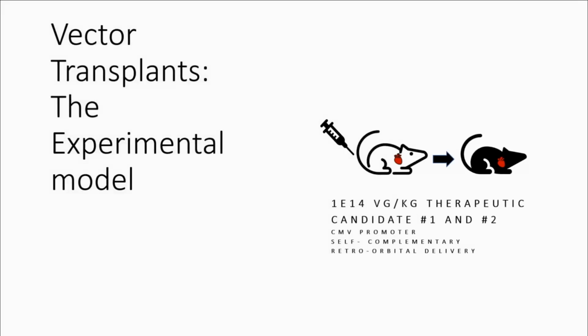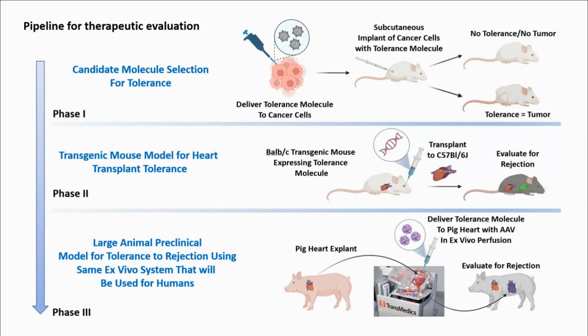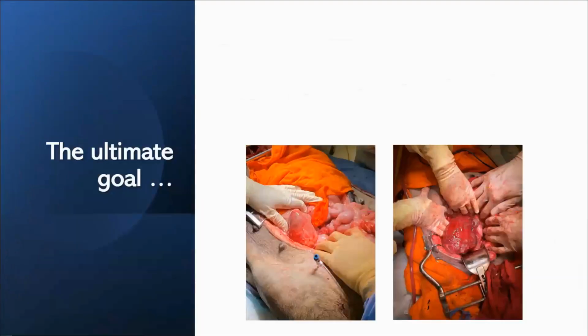So finally, we are in the middle of evaluating our first 2 therapeutic candidates in this mouse model. The data I don't have today to show you, to be determined. But just to remind you where we are, we're in phase 2 here, and we're hoping to move at least 1 therapeutic candidate into phase 3 to evaluate in our rejection model sometime later this year or early next year. And the ultimate goal is that we would want the hearts to look like the hearts on the left as opposed to the heart on the right. The heart on the right is a fully rejected heart, and the heart on the left is a not rejected heart.